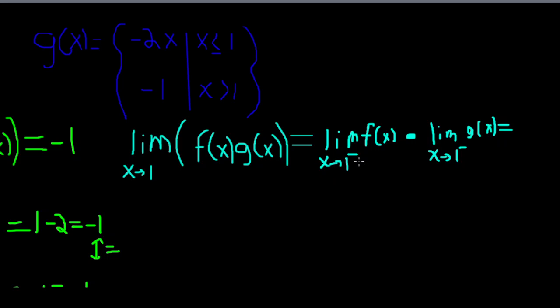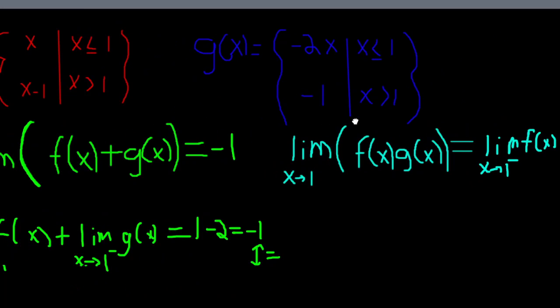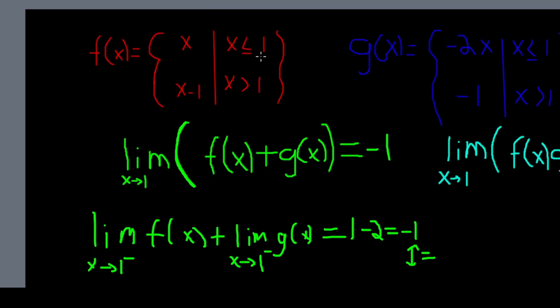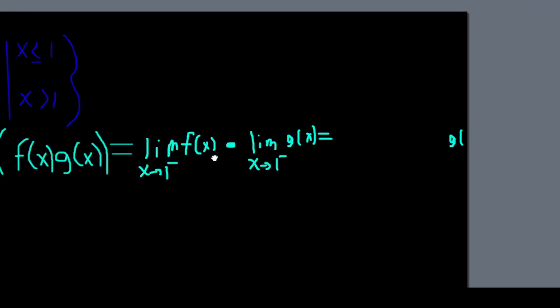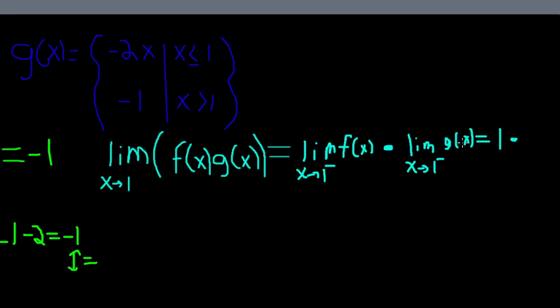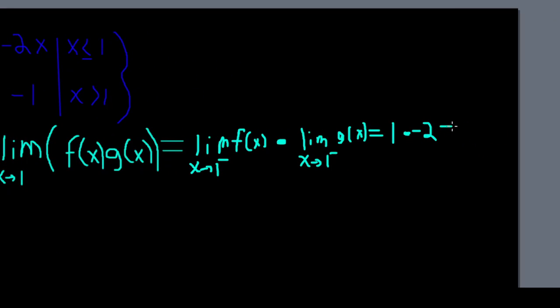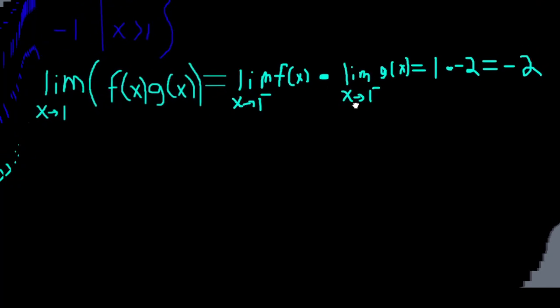as x approaches 1 from the left. So x is a little bit less than 1. We're going to use this top one because x is less than 1, and we're going to plug in 1, and we get 1. So 1, then times g of x when x is less than 1. It's going to be this top part. We're going to plug in 1, we get negative 2. And that's going to multiply to negative 2.